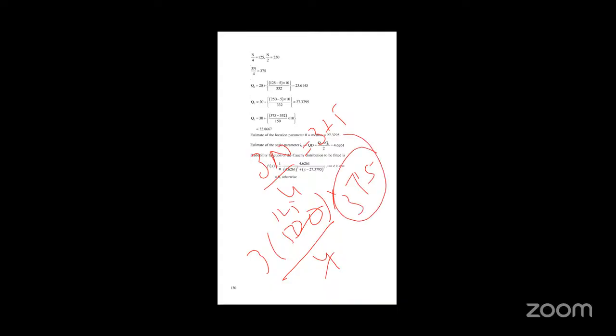So n by 2, n is 500, so n by 2 is equal to 250. Then 3n by 4 is equal to 375. So 3n into 500 by 4: 500 by 4 is 125, and 125 into 3 is 375.